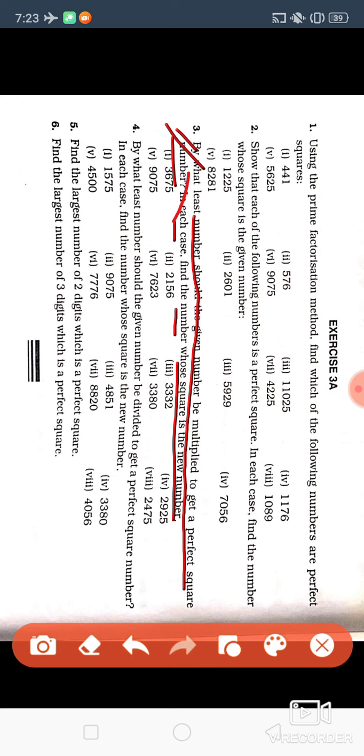Before coming to these questions, I would like to discuss the same question with one simple example. Instead of large numbers, I'll take a small number, 18. By what number should 18 be multiplied? 18 is not a perfect square, but it should be multiplied by what number so that it becomes a perfect square? First, for finding that, we have to do the prime factorization.